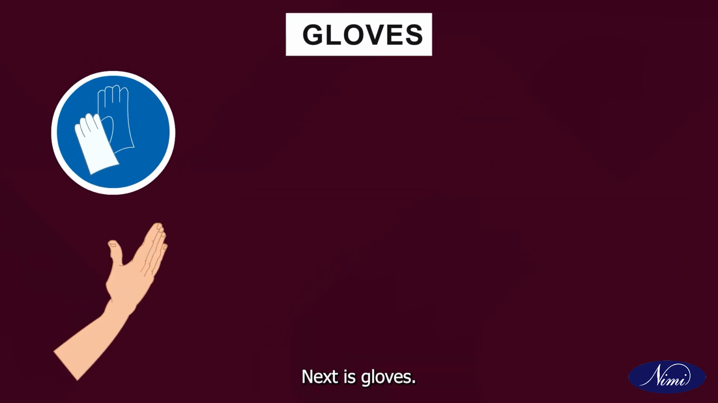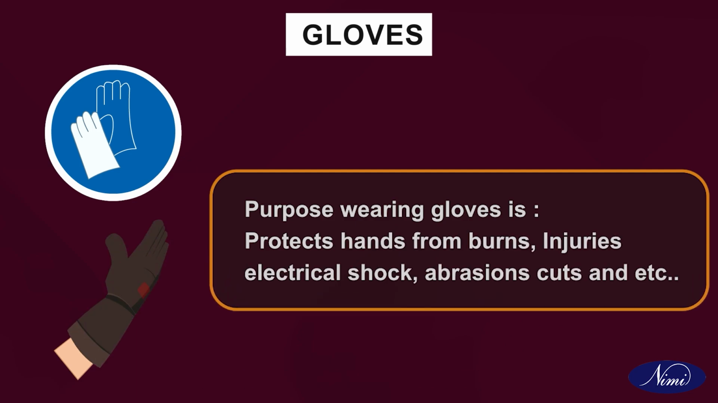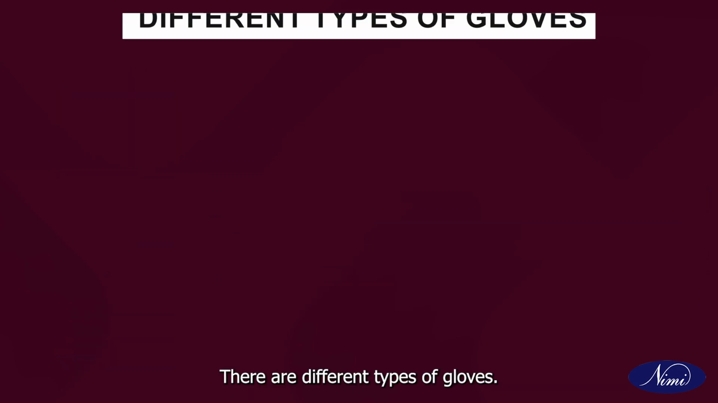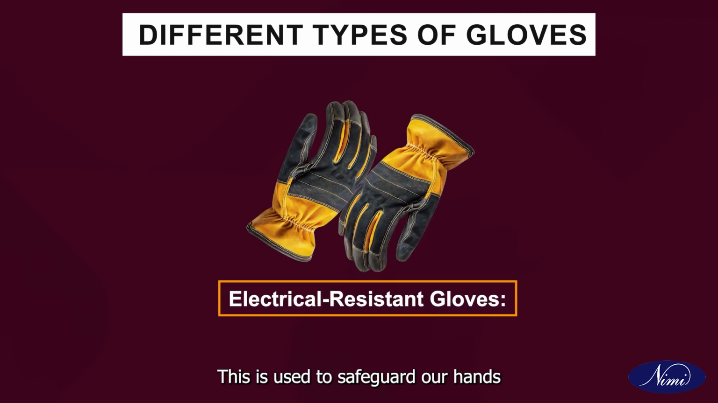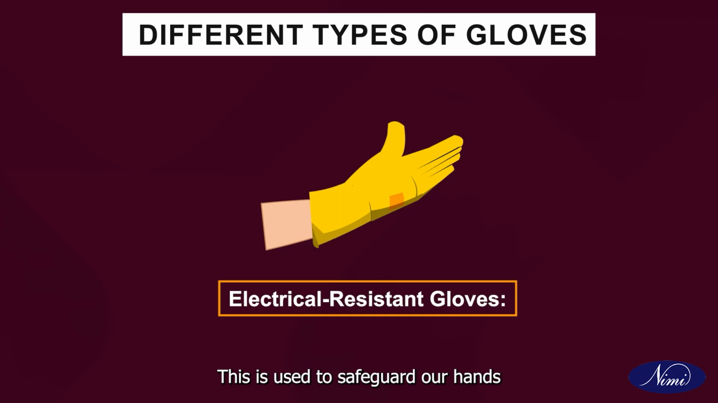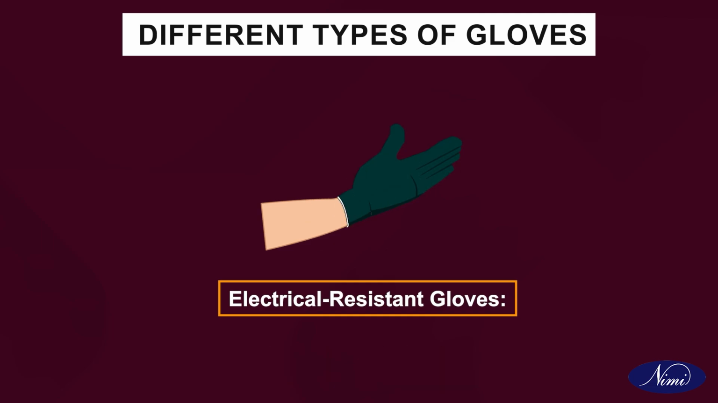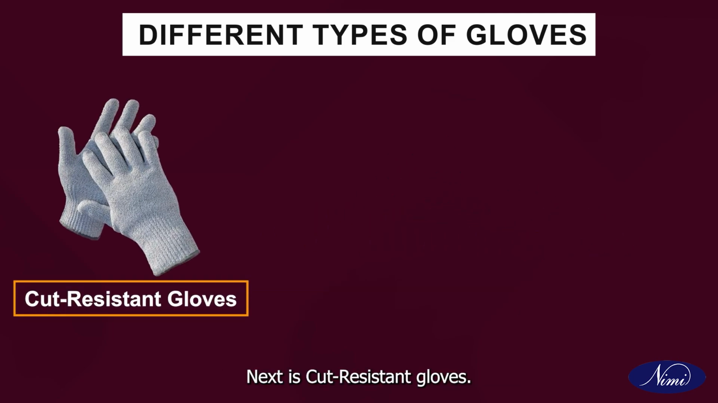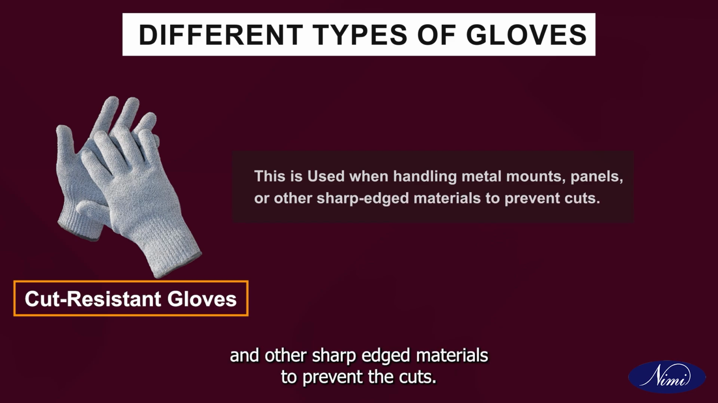Next is gloves. The purpose of wearing gloves is to protect the hands from burns, injuries, electric shock, abrasions, cuts, etc. There are different types of gloves. The one is electrical resistant gloves. This is used to safeguard our hands while working on high voltage cables and panels to protect from electrical shock. Next is cut resistant gloves. This is used while handling mounts, panels, and other sharp edged materials to prevent cuts.